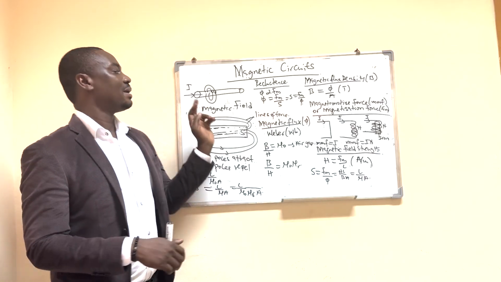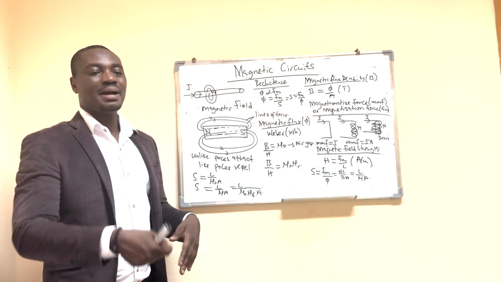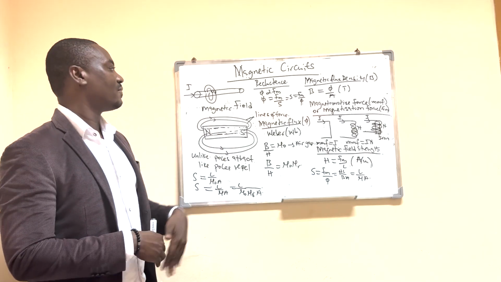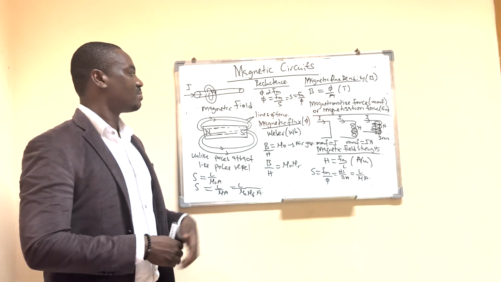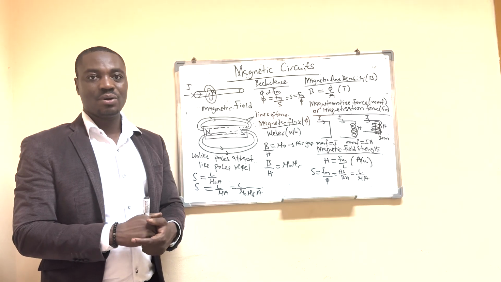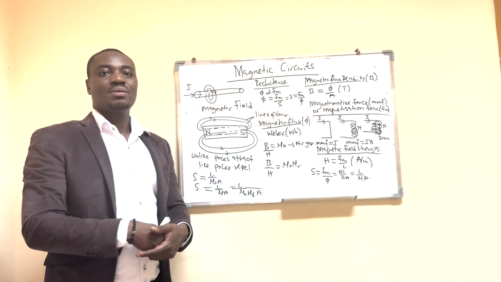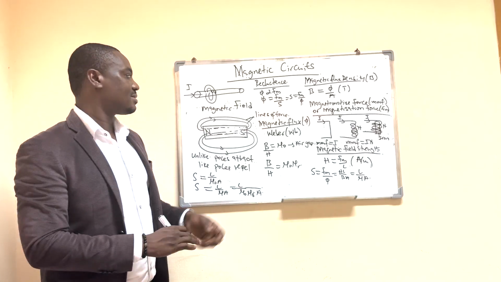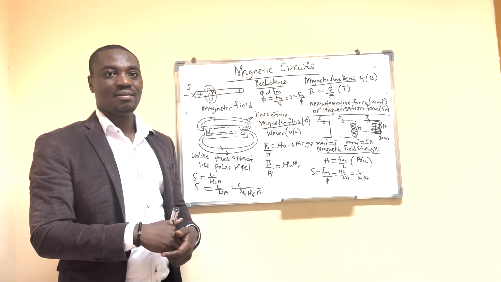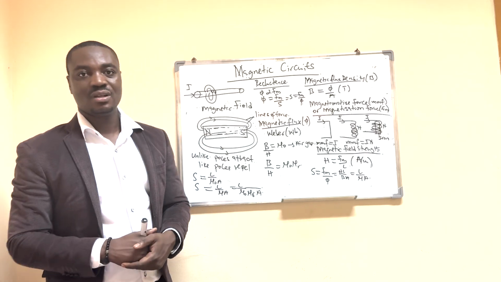So let's say you have current passing through a wire. As a result of this current, there's going to be a magnetic field around the wire. You can verify this by placing a cardboard, and then you have the current passing through a wire, then you place iron filings on it. You see that the iron filings are going to be arranged in a circular pattern. That indicates you're having a magnetic field around the wire.